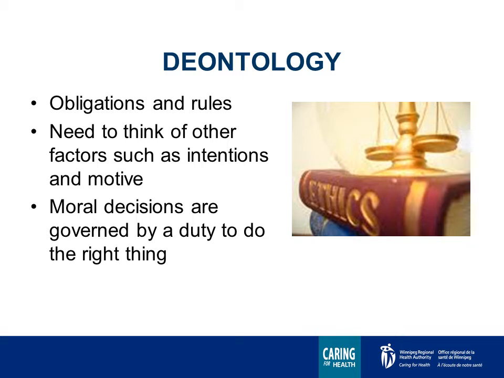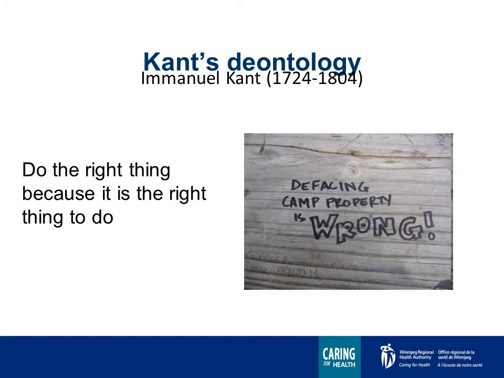One answer to the problems of consequentialism is another moral theory called deontology. This is a theory explored by Immanuel Kant in the 18th century that emphasizes obligations and rules. Deontologists say moral decisions are governed by a duty to do the right thing. For the deontologist, intentions and motives are more important than consequences. The basic premise is to do the right thing because it's the right thing to do. How do we know what the right thing is? Well, we get there through reason and actively thinking about how we should behave.